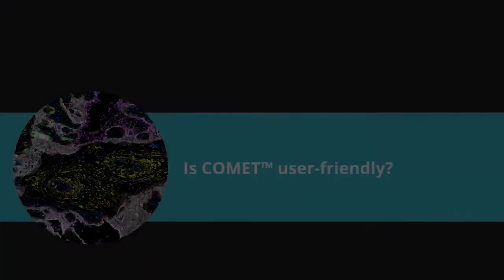I would advise the COMET to other researchers and clinicians who are performing research on tissue. It's particularly useful in studying immune infiltrates, but if you want to study the expression of any type of marker within tissue, then the COMET's an ideal platform.